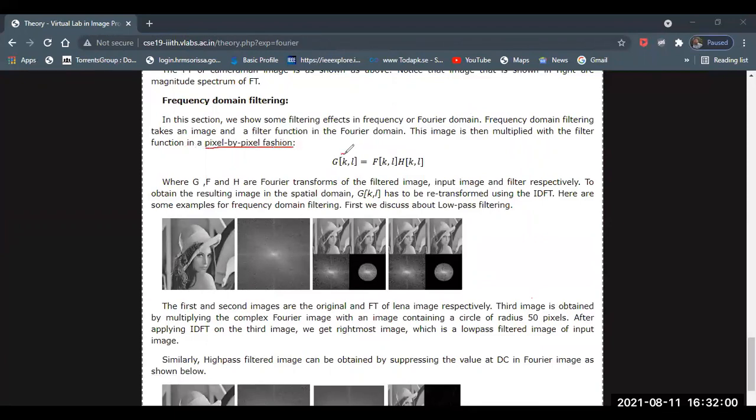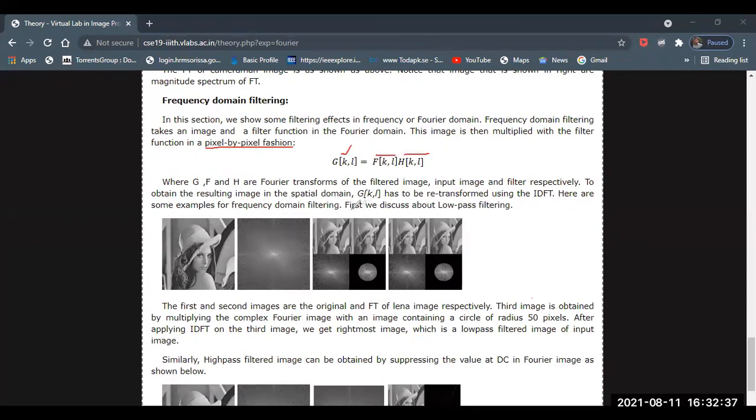Now suppose this is my filter function, and this is my original image. It is multiplied as F(k,l) and H(k,l), where G, H, and F are the Fourier transforms of the resulting image, the filter, and the input image respectively, to obtain the resulting image in the spatial domain. Here we have to see what has to be transformed during the IDFT. Below there are some examples also given.